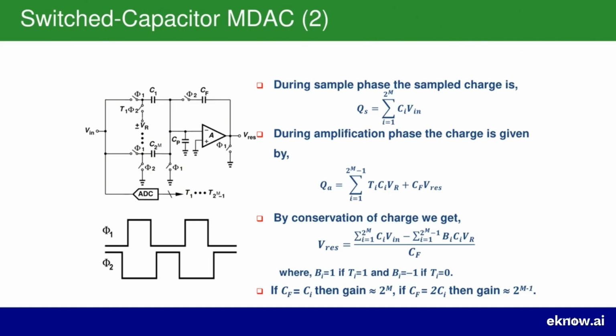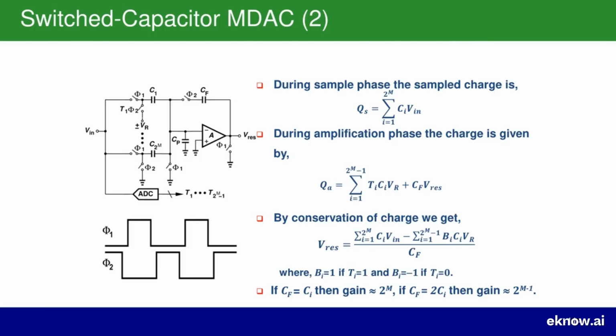Think of this step as capturing a snapshot of the input voltage and storing it as an amount of electrical charge. Now, things get interesting in the amplification phase, when phi2 is high. The input is disconnected, and the circuit reconfigures. The charge stored during this phase at the op-amp's input node is called QA. This charge now comes from 2 places. First, the input capacitors CI are now connected to a reference voltage, plus VR or minus VR, based on the digital decision T made by the sub-ADC in the previous step. This is the digital to analog conversion part. We're converting the digital bits T back into an analog charge.